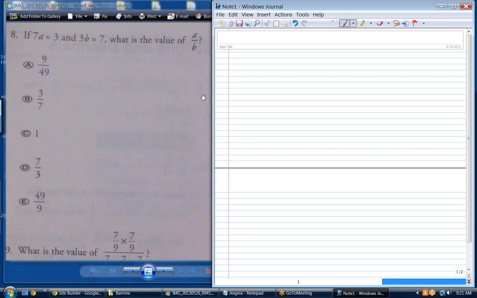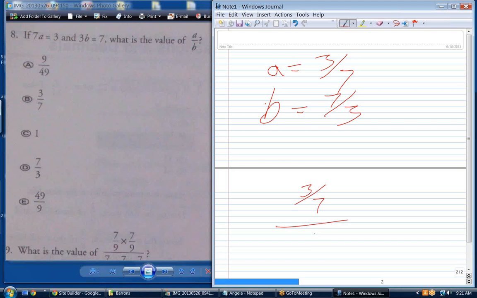Okay, solve for A, which would be 3/7, and solve for B, which would be 7/3. So 3/7 divided by 7/3, invert it. It'll be 9/49. Good.